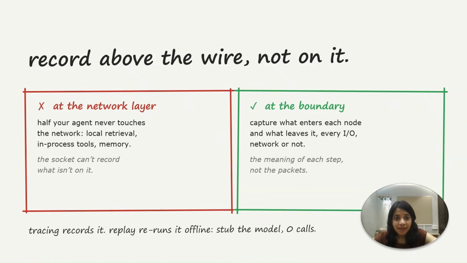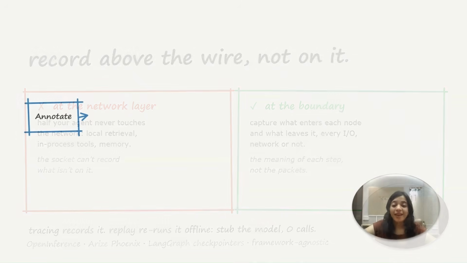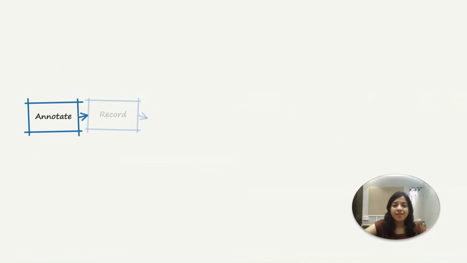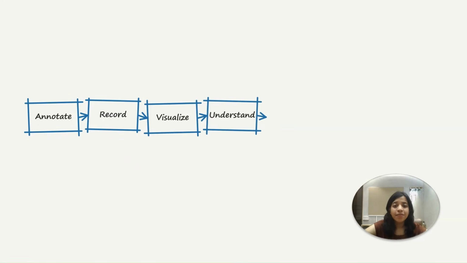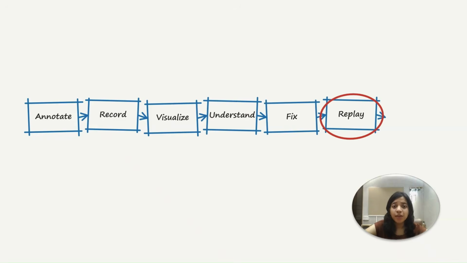What replay adds here is a deterministic CI where you stop the model, and you rerun the exact failure offline with zero model calls. Let's talk about the loop end to end now. It starts with annotation, recording, visualization, understanding, fixing, then the part we're working on, which is replaying, and finally verifying.